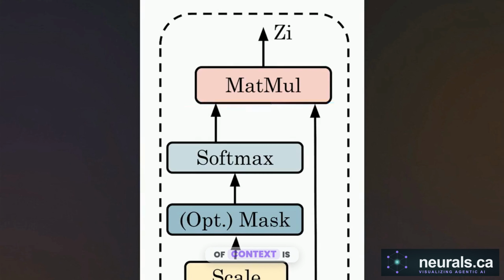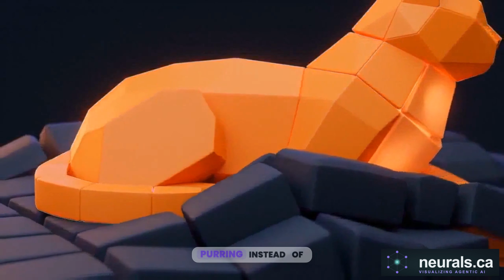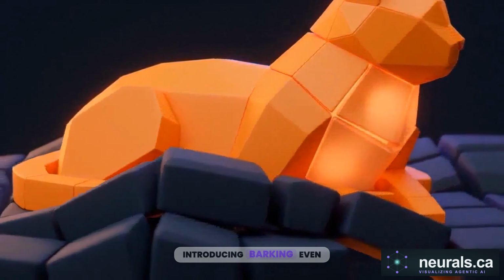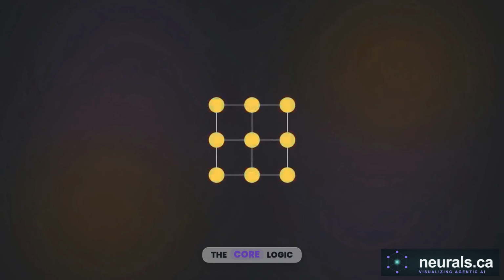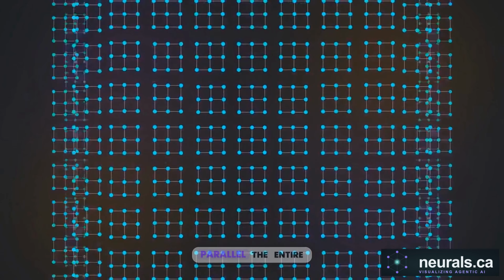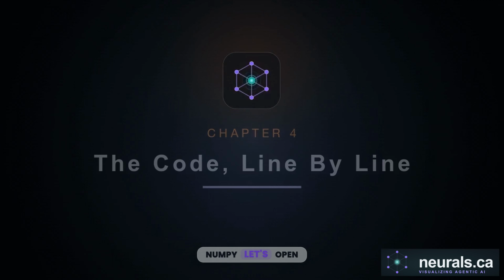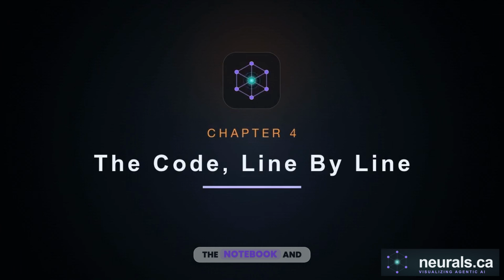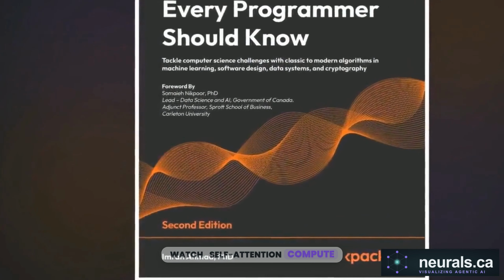This continuous recalculation of context is what keeps a generated story about a cat returning to words like purring, instead of introducing barking. Even when scaled up to hundreds of billions of parameters, the core logic remains simple and parallel. The entire engine boils down to just a few lines of NumPy. Let's open the notebook and watch self-attention compute, line by line.